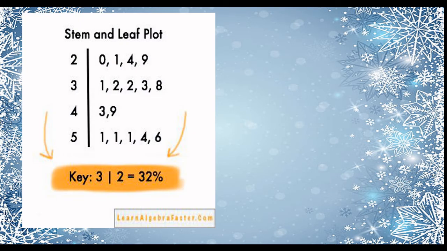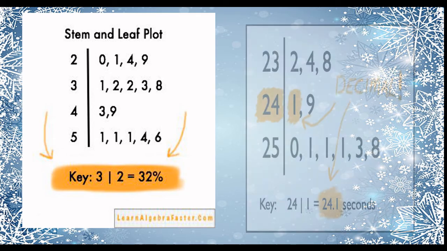Okay, so now we look at more examples here. Like this is a stem and leaf plot. Not really a stem and leaf plot, because it doesn't have the title, doesn't mention stem and leaf, but I want you to focus on the key. Key you put at the bottom. So how to draw the key? Key actually you say key 3 stem 2 equals to 32%. So this stem and leaf plot actually is about percent.